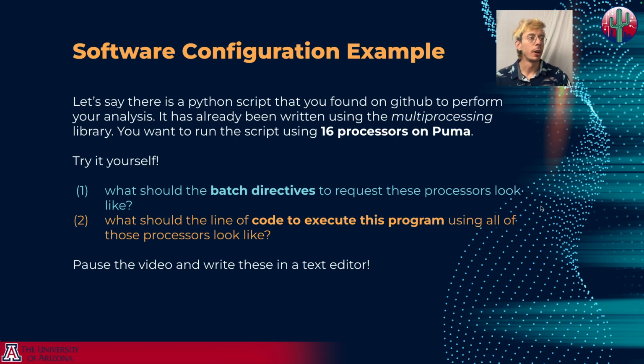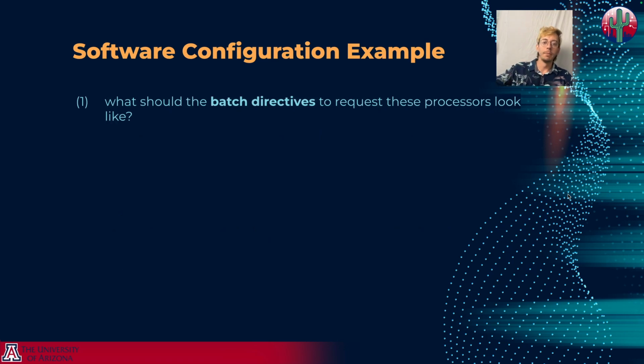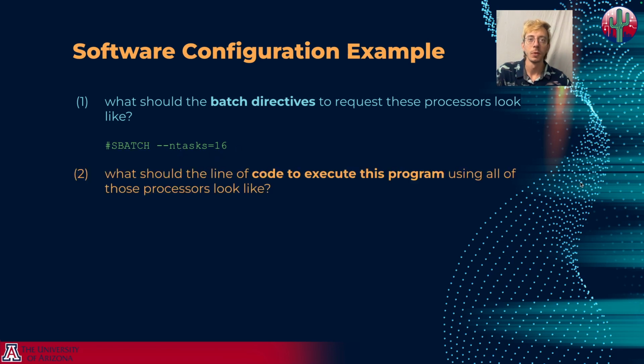So go ahead and do that now. Okay, I'll assume that you've gone ahead and done that, and we'll move on. So what should the batch directives to request these processors look like? The main one that we'll need here is simply sbatch --ntasks=16. Since we're on a single node, 16 is fewer than the maximum number of processors on a node on Puma. So for a single node, we don't need to specify anything other than the number of tasks, ntasks=16. Of course, there are going to be other things that we need to include in the batch script, but we're just looking for the ones relevant to the processors right now.